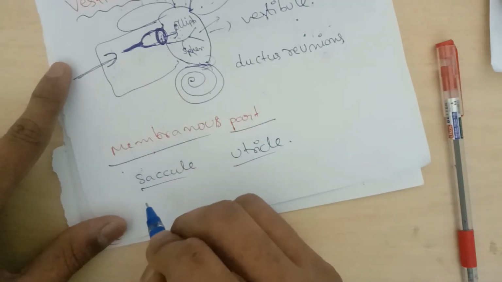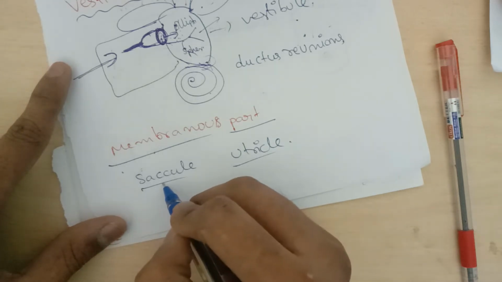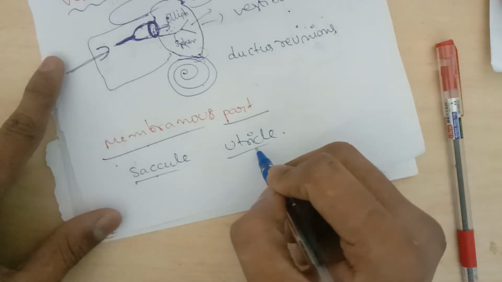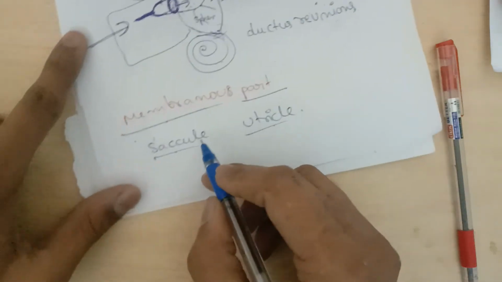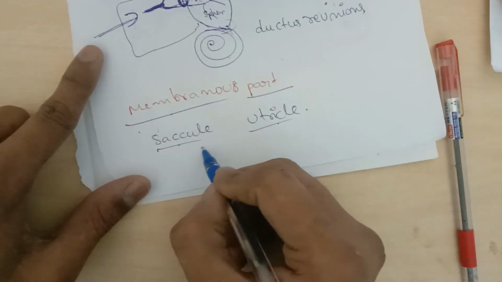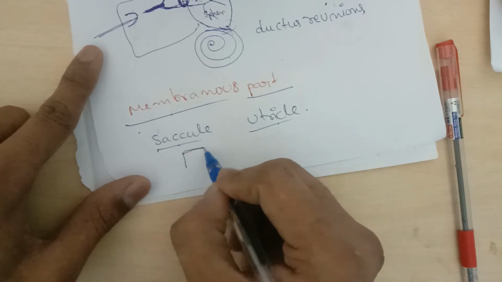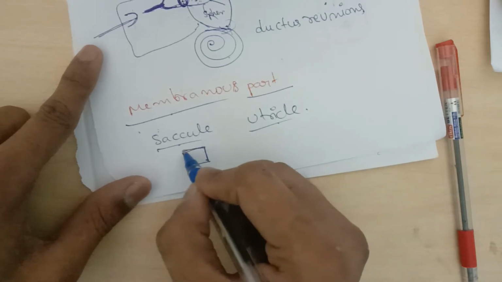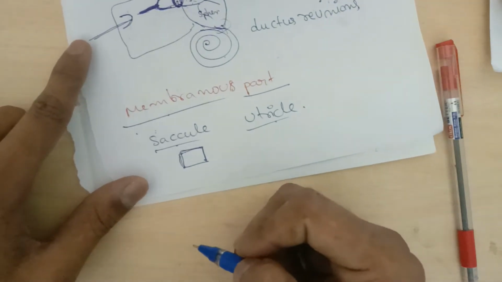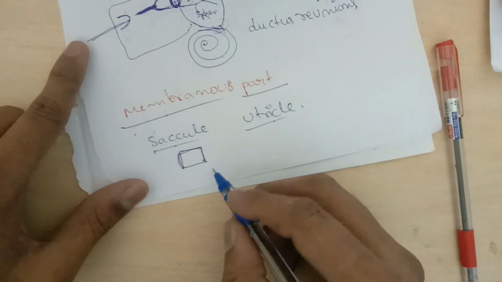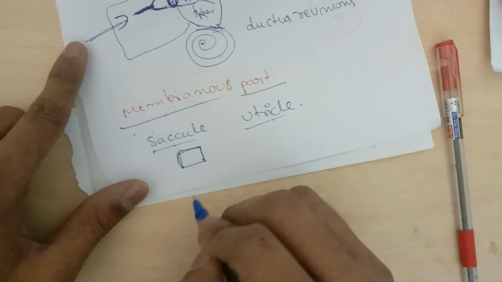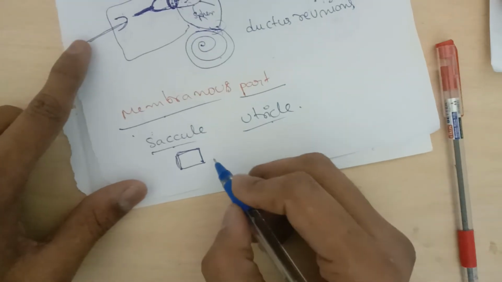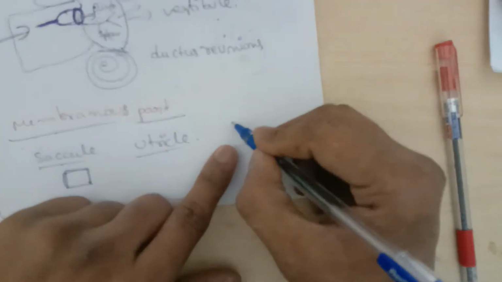The membranous part of the vestibule has two parts: one is the saccule, another is the utricle. We already discussed this. And the saccule has macula as a sensory epithelium. In the saccule, it is arranged vertically. I will show how it is arranged.